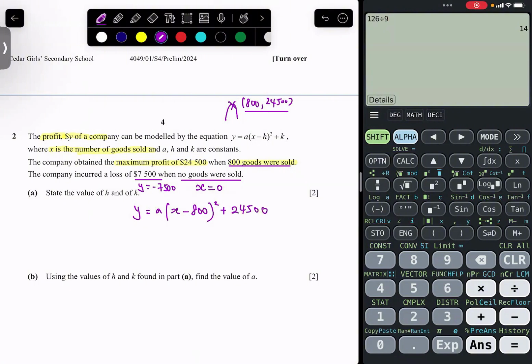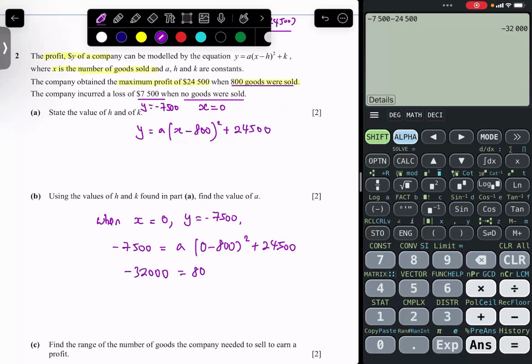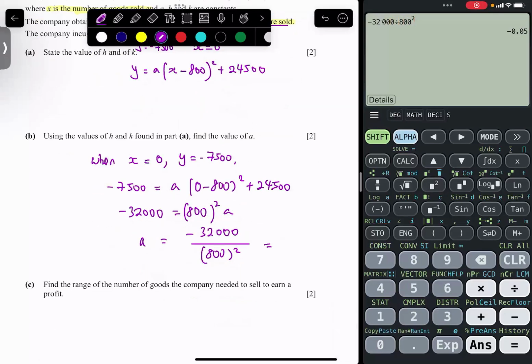Now, using the values of h and k, find the value of a. When x equals 0, y equals negative 7,500. So negative 7,500 equals a (0 minus 800) squared plus 24,500. Shift the 24,500 over, so we have negative 7,500 minus 24,500, so negative 32,000 equals a times 800 squared. So a equals negative 32,000 divided by 800 squared, which equals negative 0.05.